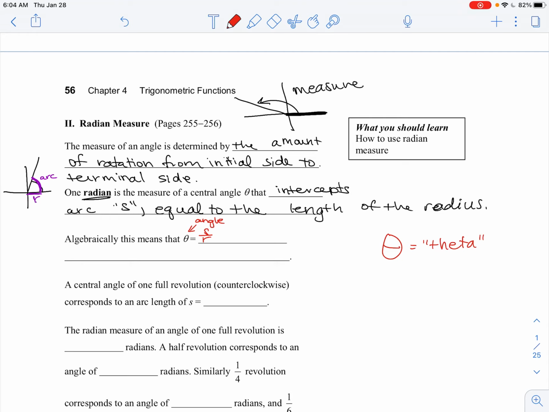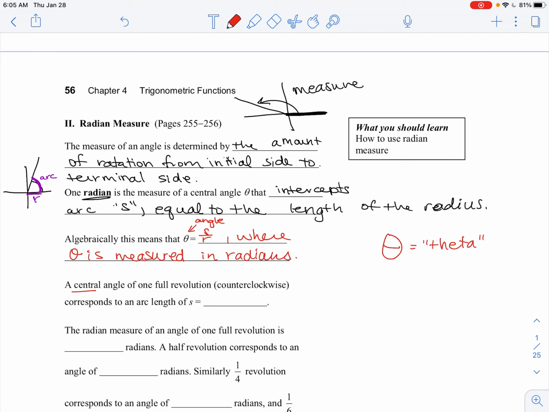And we know that theta equals the length of the arc divided by the radius, where theta is measured in radians. Okay, so now that we're talking about trigonometry, we are going to be using radians a lot more than we used degrees before, like in geometry.